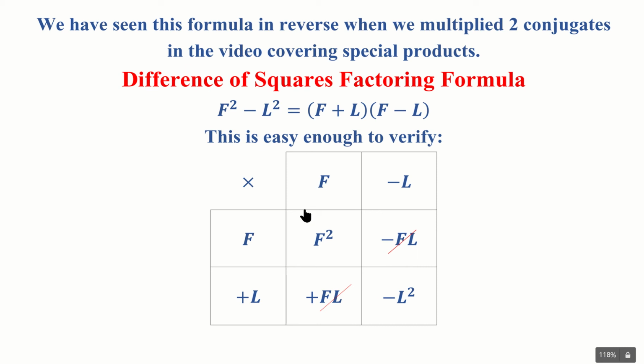Of course, seeing that it's true is very simple. We can just multiply f plus l by f minus l. Here we get f squared minus fl plus fl and minus l squared. These will, of course, cancel out. They're like terms, and we're left with just f squared minus l squared.